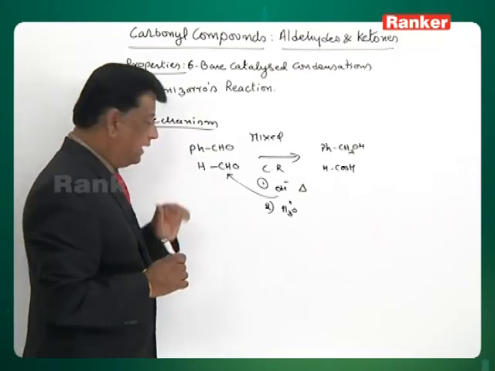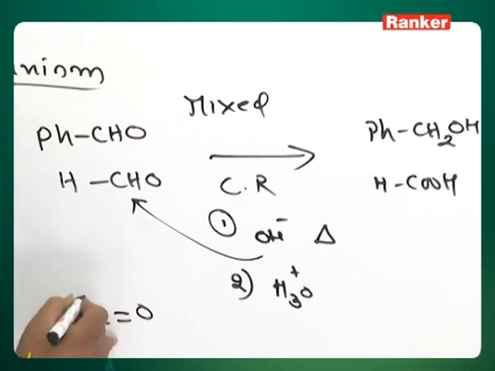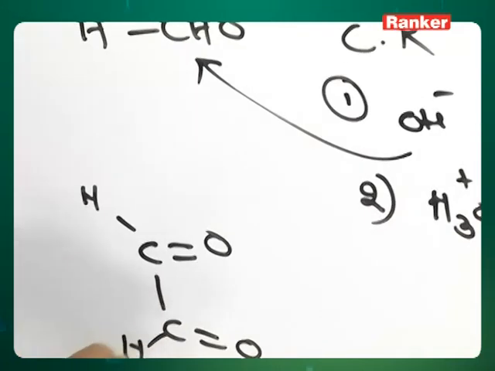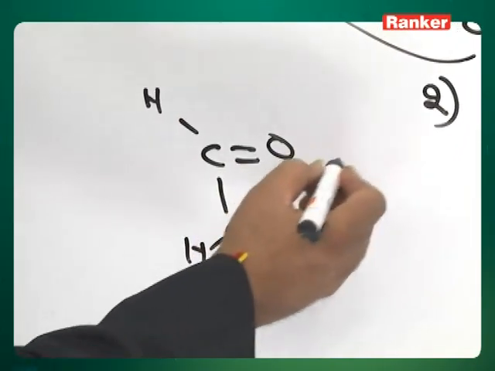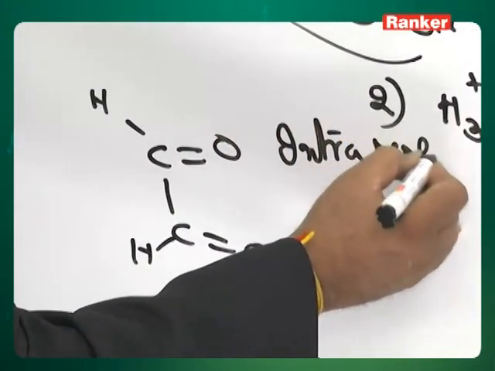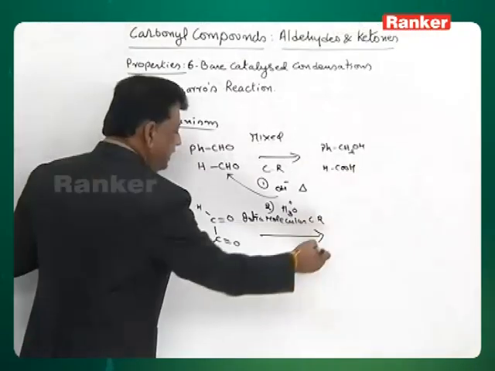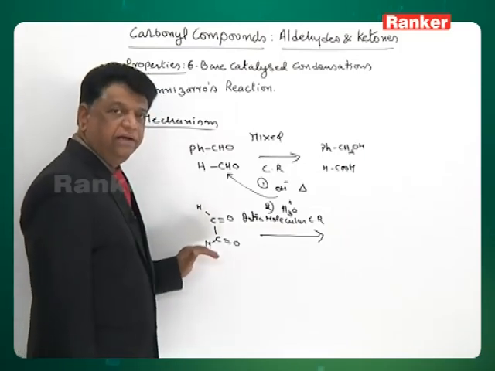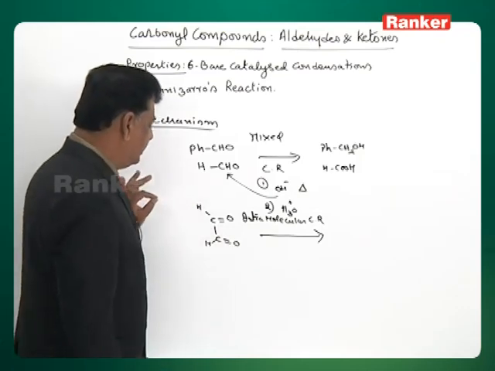This is a mixed Cannizzaro reaction, but if the compound is like this, with one aldehyde here and another aldehyde there, these are two aldehydes. Now, in this case, it is called the intramolecular Cannizzaro reaction. That means, in this reaction, a second molecule is not necessary. Within the given compound, two aldehyde groups are there. So, one group undergoes oxidation, and one group undergoes reduction.